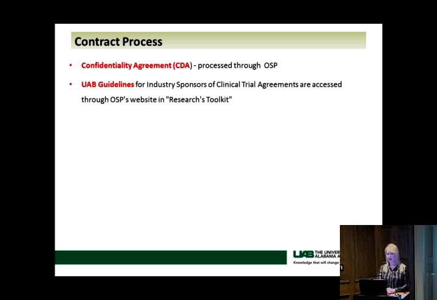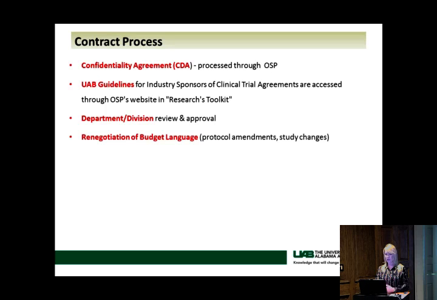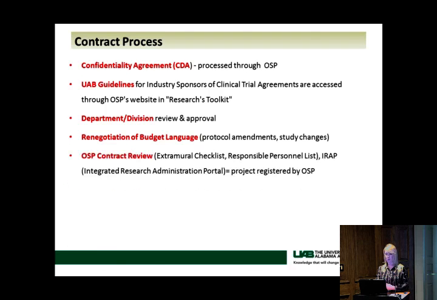Contract process. Again, you have your CDA, UAB guidelines. This is all in your research toolbox on OSP. You have your department and division review and approval of your budget and your contract language. Again, your protocol amendments, your study changes, you've got renegotiation. So if you have it in your contract that you're going to get paid for an amendment review, then it should be in there. You should get the money. Then your OSP has to review, and know your OSP officer. Very critical. If you know your person over there that you can call and ask questions to, it's very, very helpful.